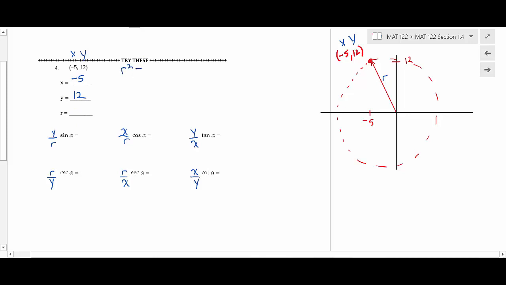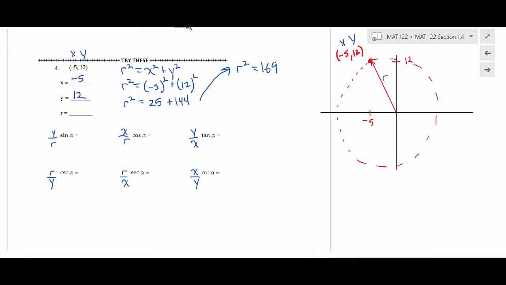So we're going to do r squared equals x squared plus y squared. Okay, so we're going to do negative 5 squared, and then y is 12, so we'll have 12 squared. So that's r squared equals 25 plus 144. You can use your calculator if you need to, and the numbers get big. So 25 plus 144 is 169. Okay, then what do you do? Yeah, you take the square root of both sides and simplify the radical.